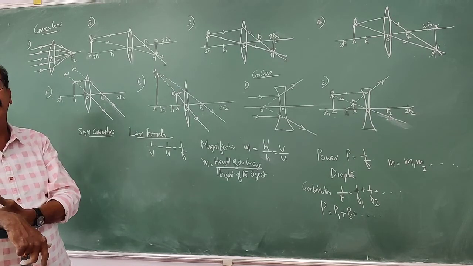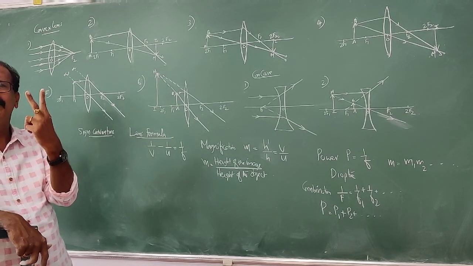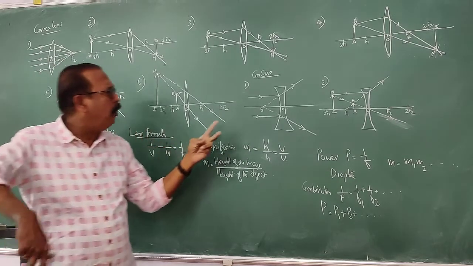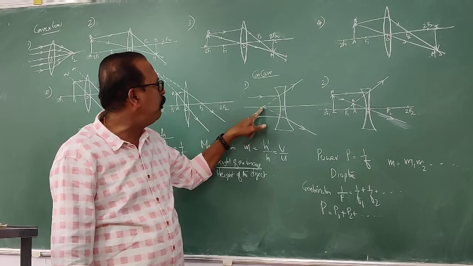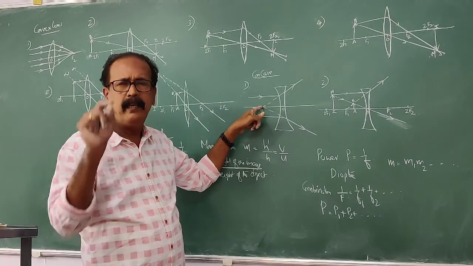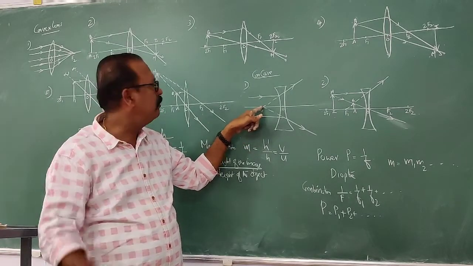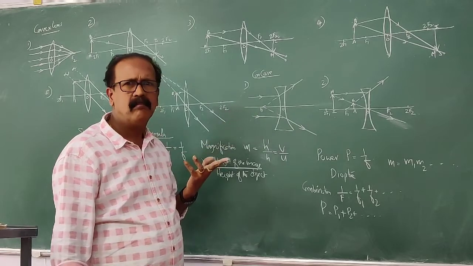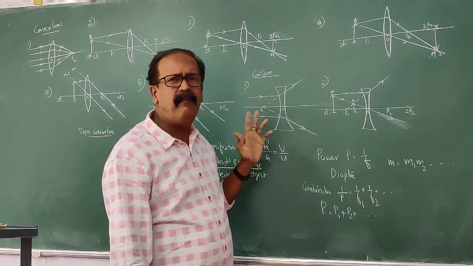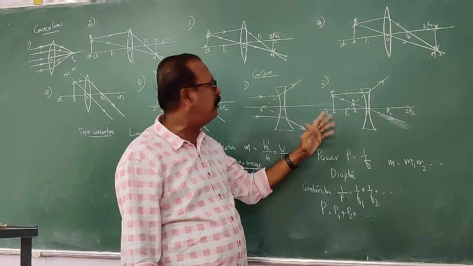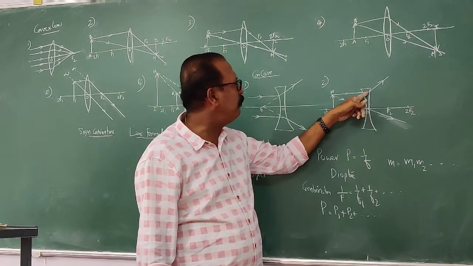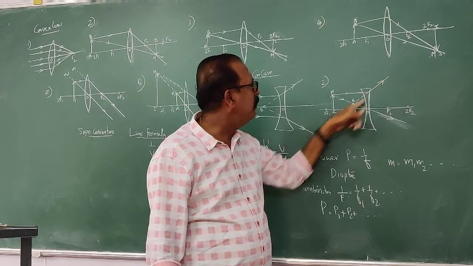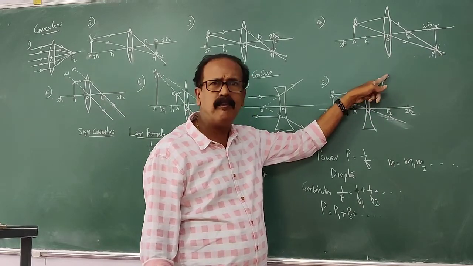Now what about the concave lens? Only 2 positions. You have seen. When the object is at infinity, parallel rays after refraction appear to come from the focus. Highly diminished image, virtual and erect. Only this diagram. Now, when the object is anywhere between infinity and the optic center, one of the rays parallel to the principal axis after refraction appears to come from the focus.